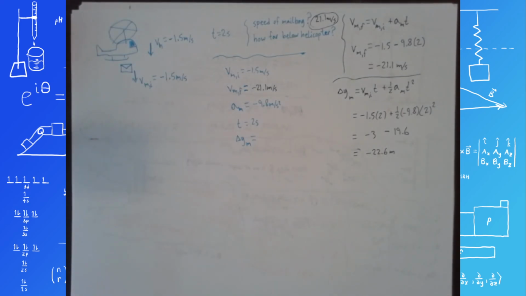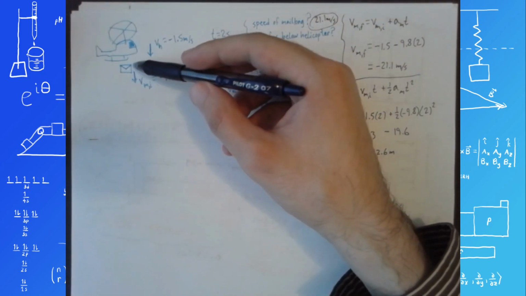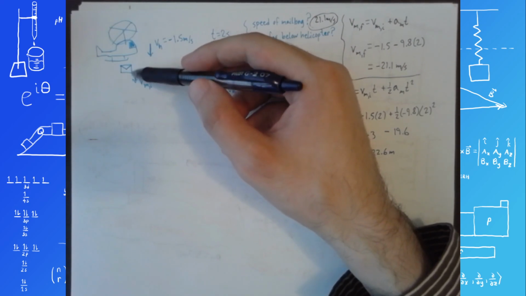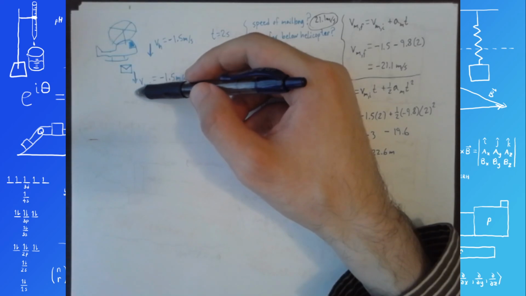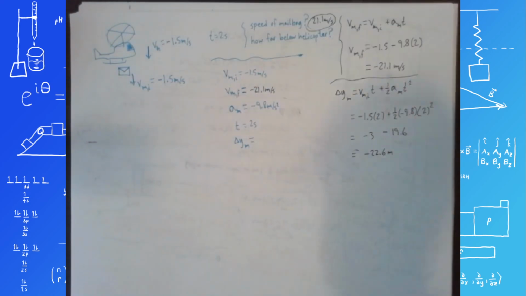This is the point where a lot of students will say, oh, the mailbag is 22.6 meters below the helicopter. Wrong. What is wrong with this? What's wrong with this is that we forgot that the helicopter is also still moving. The helicopter and mailbag were moving together. The mailbag gets released. The mailbag starts to accelerate downward, so it quickly starts to gain some distance from the helicopter, but the helicopter is still going down.